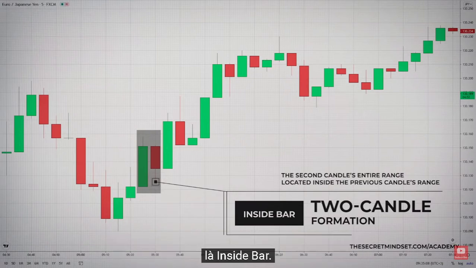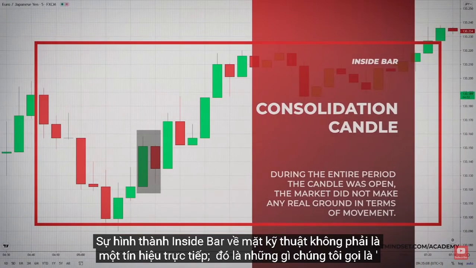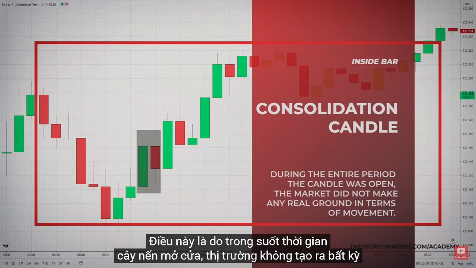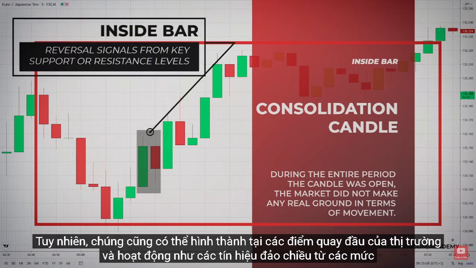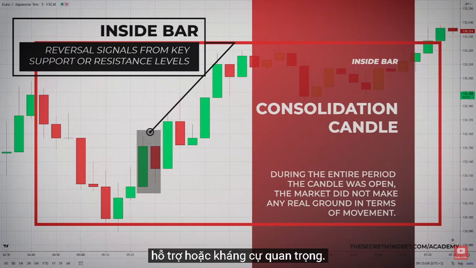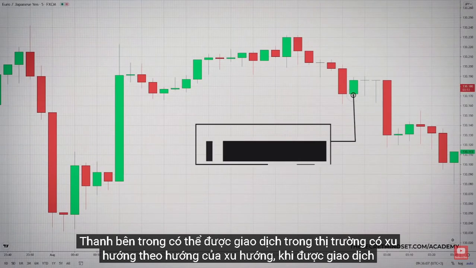The inside bar formation is not technically a direct signal, it's what we call a consolidation phase. This is because during the entire period the candle was open, the market didn't make any real ground in terms of movement. However, they can also form at market turning points and act as a reversal signal from key support or resistance levels. Inside bars can be traded in trending markets in the direction of the trend.